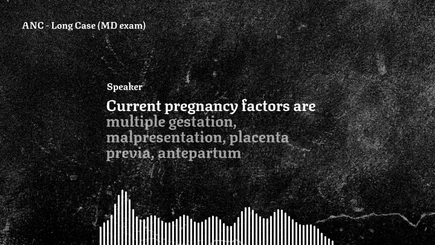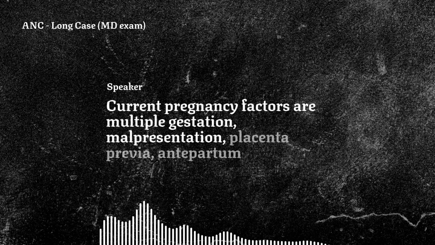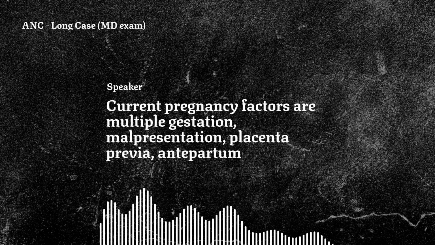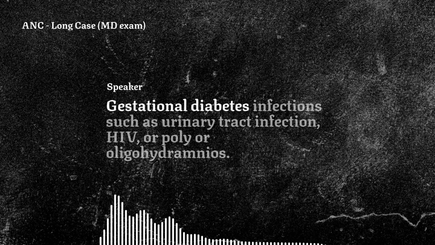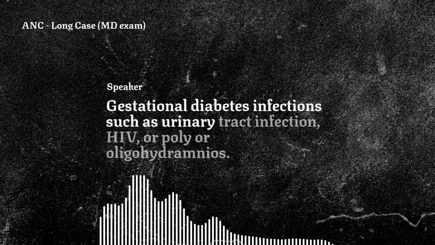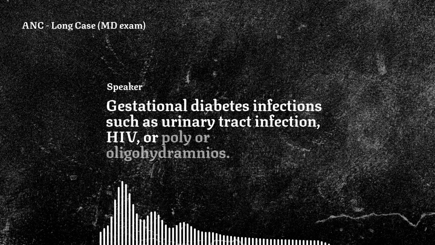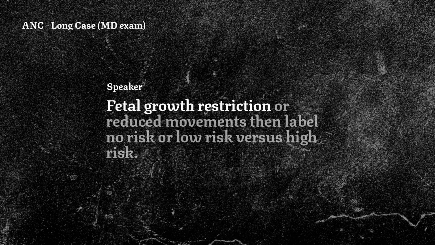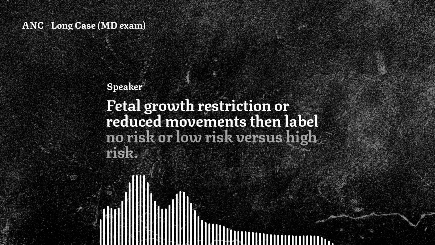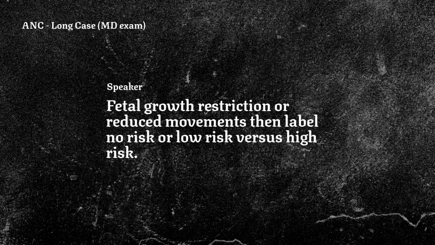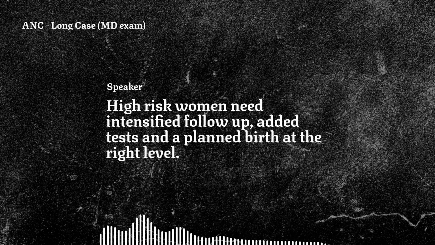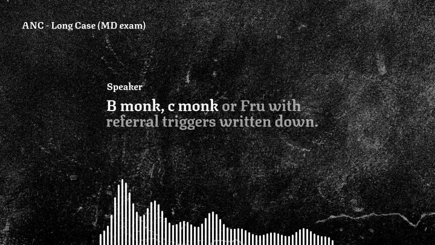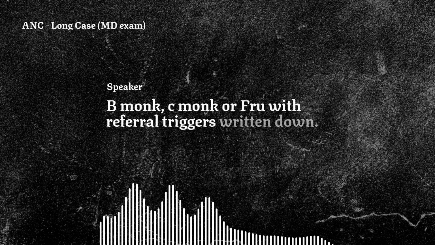Current pregnancy factors are multiple gestation, malpresentation, placenta previa, antepartum hemorrhage, gestational hypertension or preeclampsia, gestational diabetes, infections such as urinary tract infection, HIV or VDRL, poly or oligohydramnios, fetal growth restriction, or reduced movements. Then label no risk or low risk versus high risk. High risk women need intensified follow-up, added tests and a planned birth at the right level, BEMONC, CEMONC or FRU, with referral triggers written down.